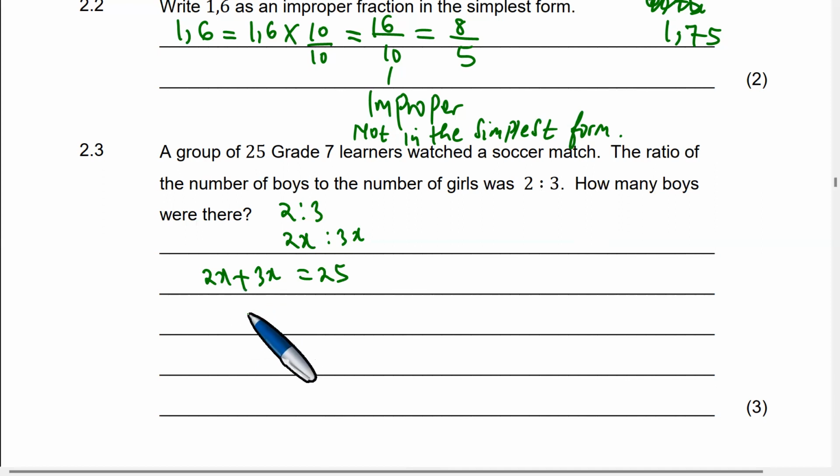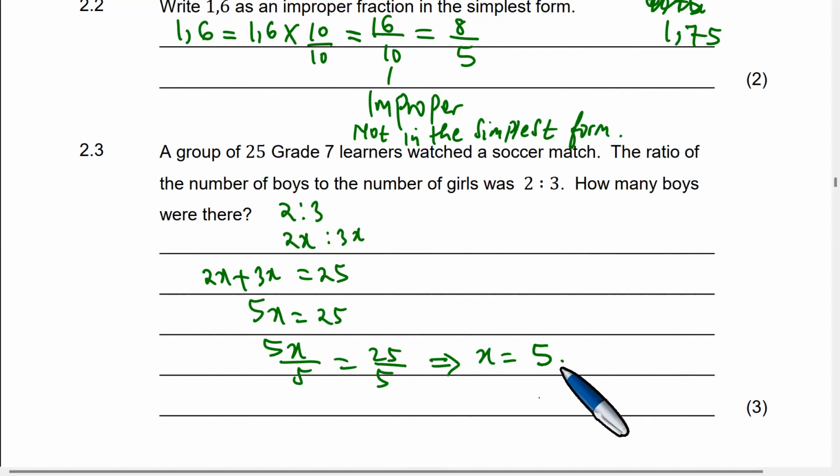What is 2x plus 3x? It's 5x, which equals 25. So you divide the left and divide the right. What is 25 divided by 5? X is 5.